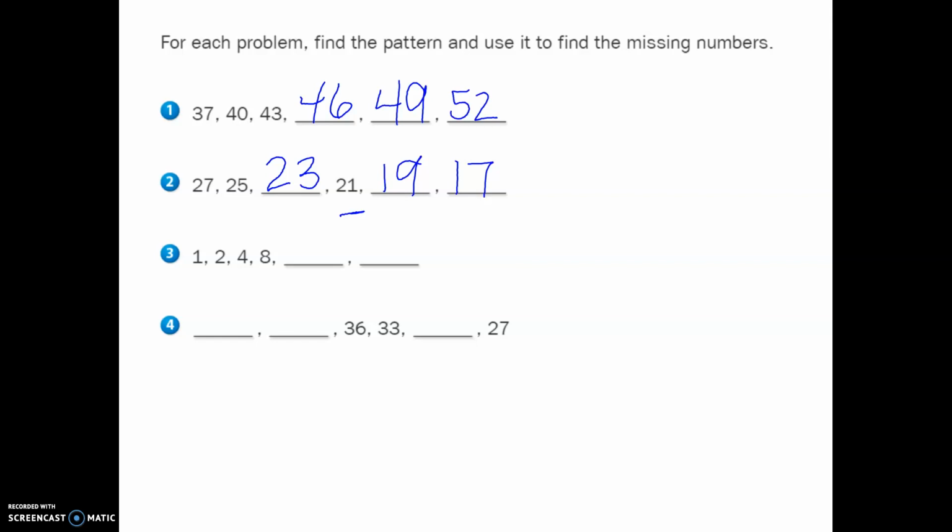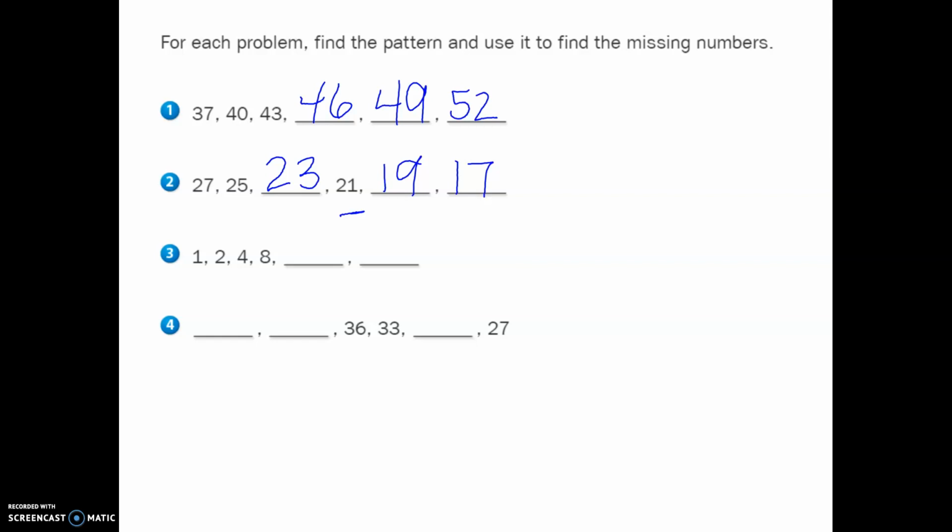What do I do to 1 to get 2? Well, I add 1. 1 plus 1 is 2. But wait a minute. If I add 1 to 2, I would get 3, not 4. And 4 plus 1 is not 8. So that's letting me know right there that my rule, or what I need to do, is not plus 1. Well, what else can I do to a 1 to get a 2 if I'm not adding 1?